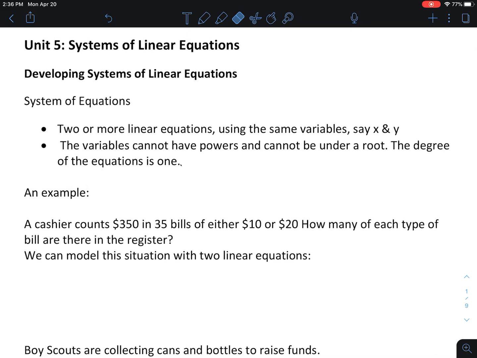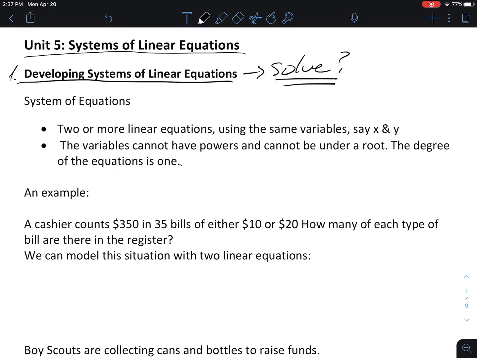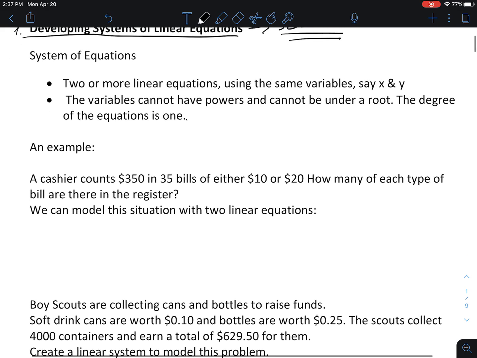Okay, so our next set of videos are on systems of linear equations. That's the next unit of study. And the first lesson is just on developing a system. So we're going to look just at developing it, and then in later lessons, we're going to look at how do I solve that system.